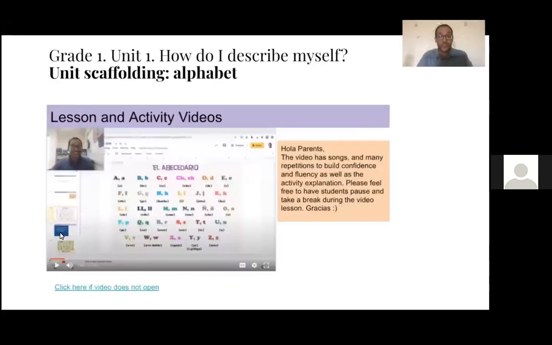I'm going to show you now a little bit of the scaffolding of the unit. We started the unit teaching the alphabet. We thought that dipping our feet in the sound and writing system of the language was very necessary to be able to later write the descriptions and present. So we started working on this alphabet.